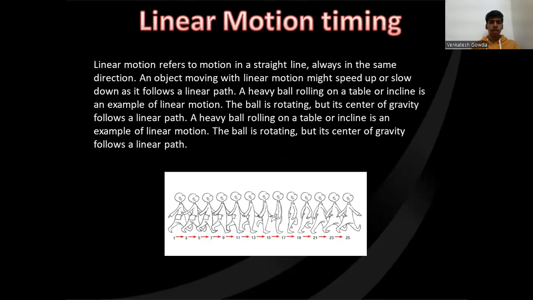Now we shall discuss linear motion timing. Linear motion refers to motion in a straight line, always in the same direction. An object moving with linear motion might speed up or slow down as it follows a linear path. A heavy ball rolling on a table or incline is an example of linear motion. The ball is rotating, but its center of gravity follows a linear path.